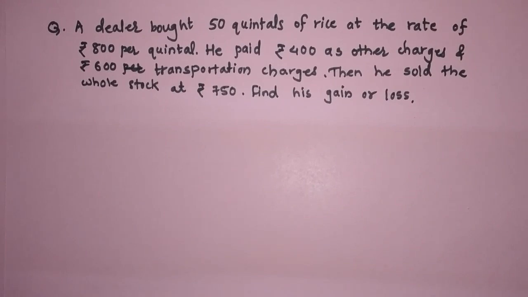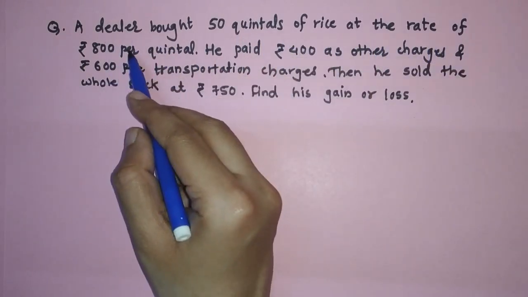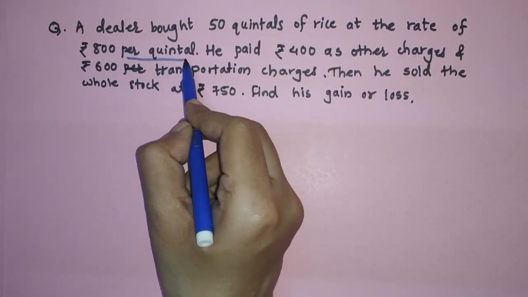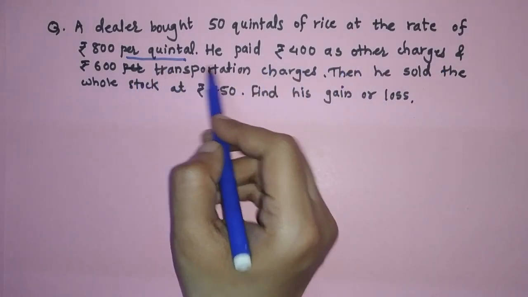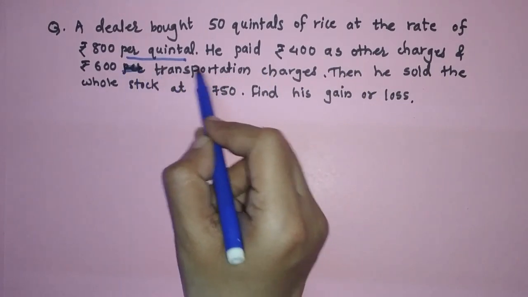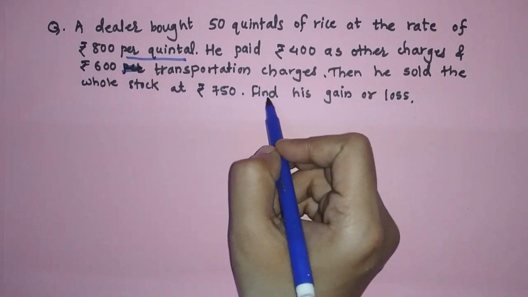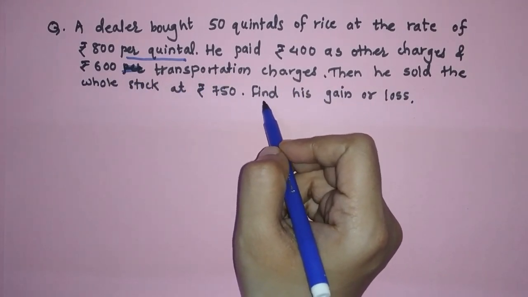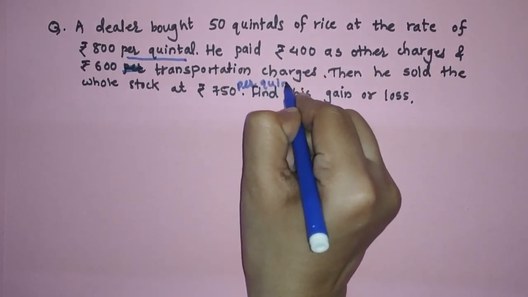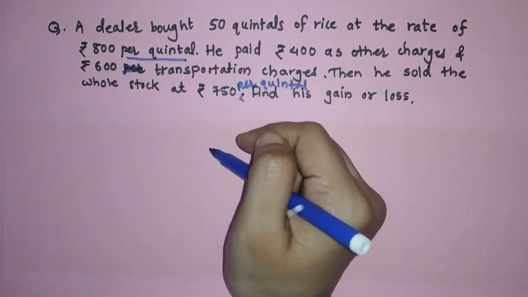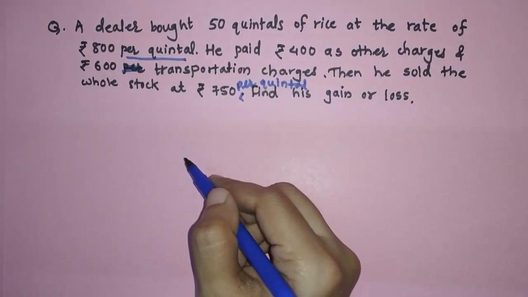Now moving to the next question: a dealer bought 50 quintals of rice at the rate of rupees 800 per quintal. He paid rupees 400 as other charges and rupees 600 as transportation charges, for the whole deal. Then he sold the whole stock at rupees 750, which is again given per quintal, that is, for 1 quintal. Find his gain or loss.